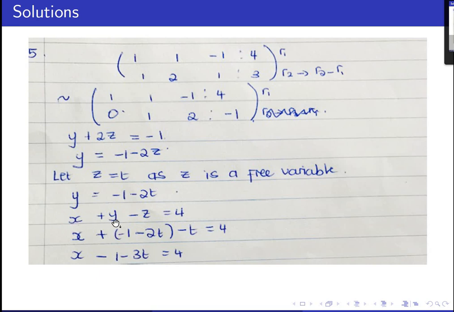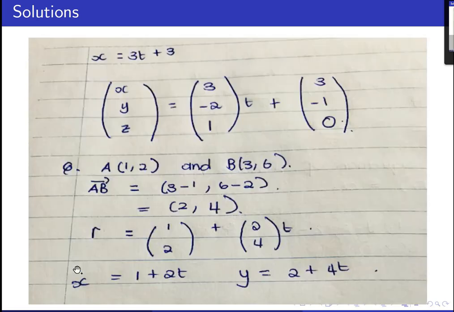But x + y - z = 4, as in the first row here. We know that y, which we solved in terms of t, is -1 - 2t, and z is also t, so -1 - 2t - t = 4. So we have this equation here. We can solve for x in terms of t, which is x = 3t + 3, right? And then we have x, y, z.